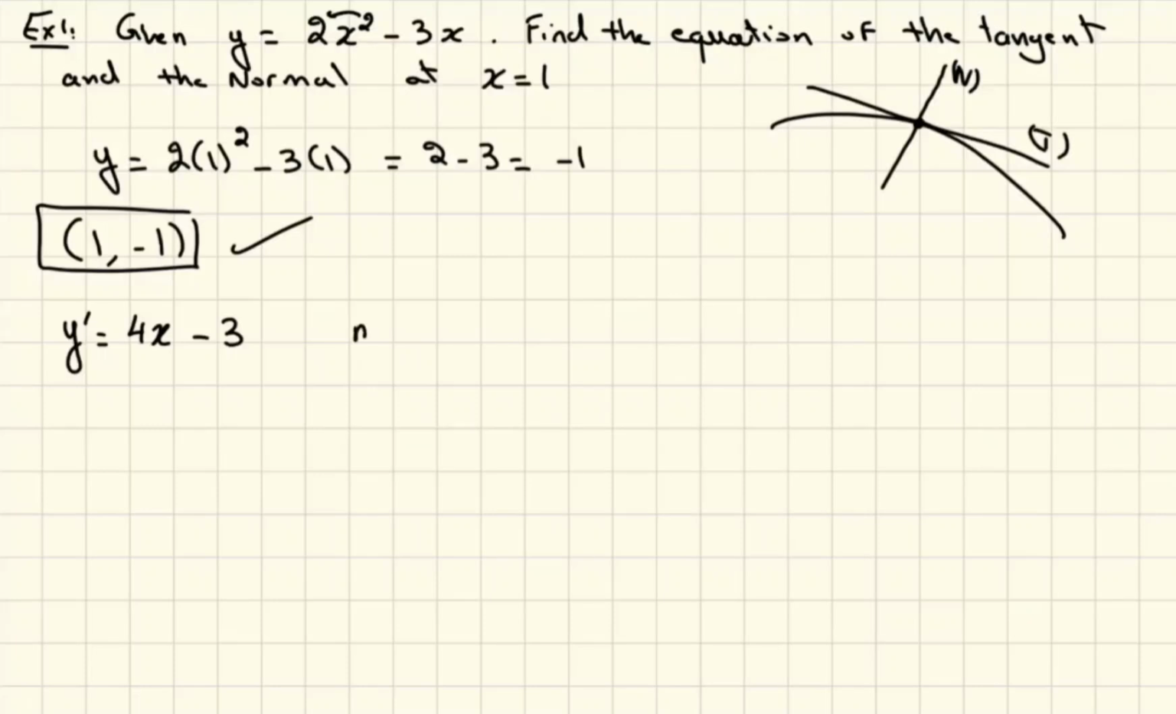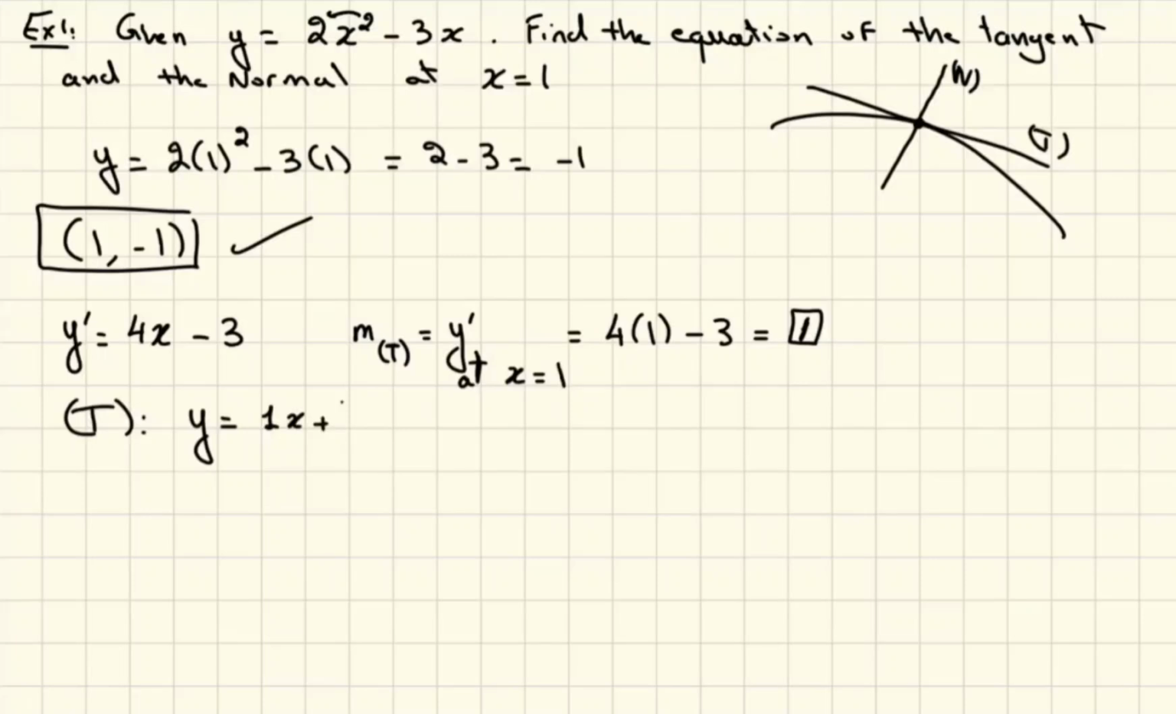Now, using the derivative, we can find the slope of the tangent. I'm going to call it m of t, which is the derivative at the specific x value we have, which is 1. It means go to y prime, replace x with 1, and this is how you get the slope of the tangent. 4 minus 3, and we get 1 to be the slope of the tangent. Once you get the slope, you write the general form of a straight line, y equals mx plus b. So I write y equals 1x plus b. No need to write 1x, you can just write it as x.